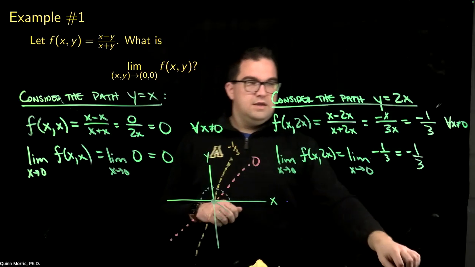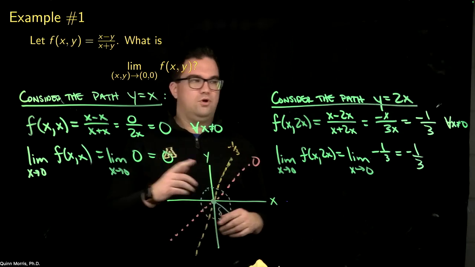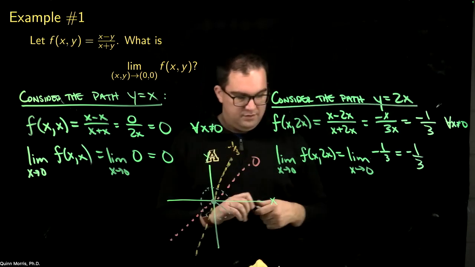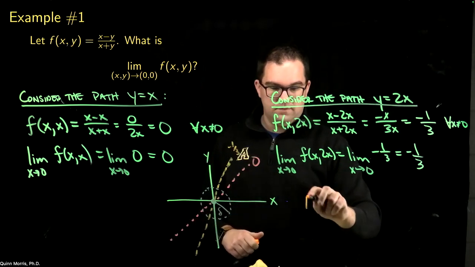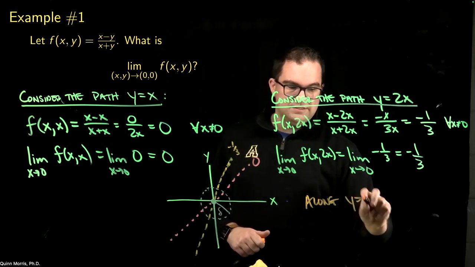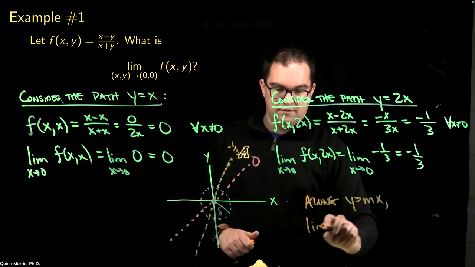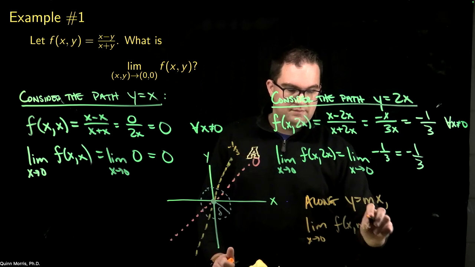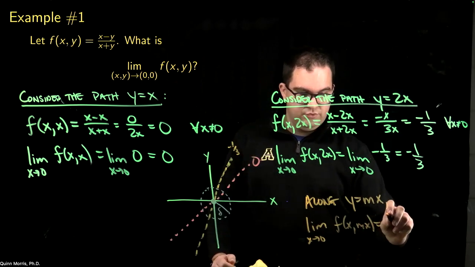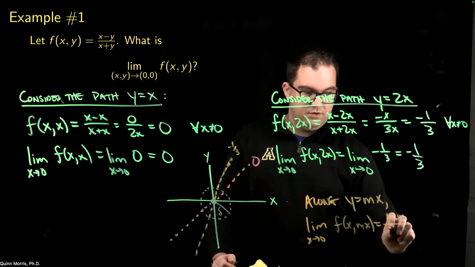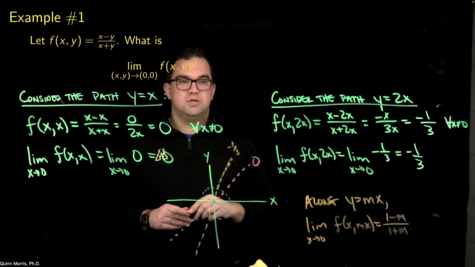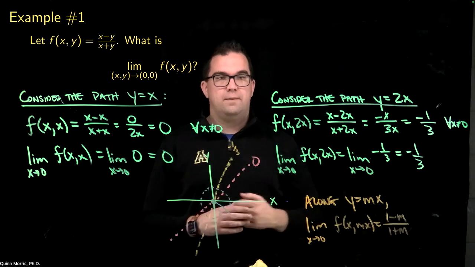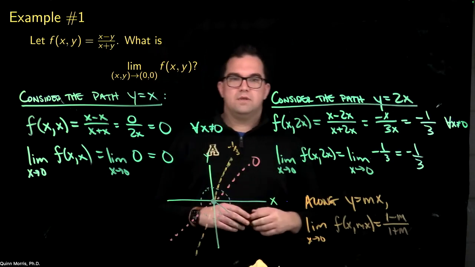Okay. It actually turns out that this is even worse. If you look along the path y is equal to mx, you will actually find that along y is equal to mx, the limit as x goes to 0 of f of x, mx is actually equal to 1 minus m over 1 plus m. So this takes on many, many different values along different linear paths as you approach the origin.